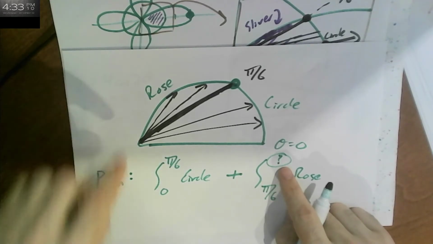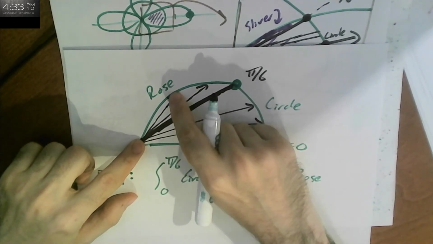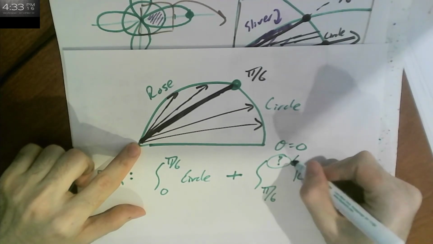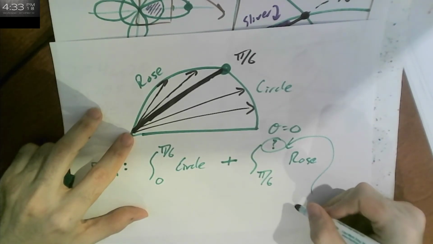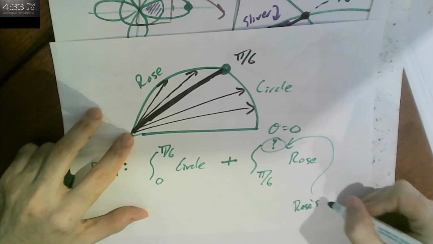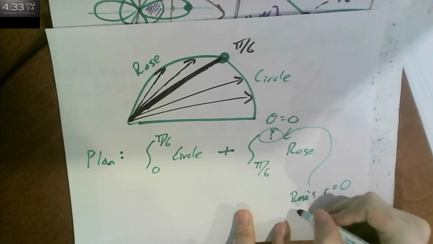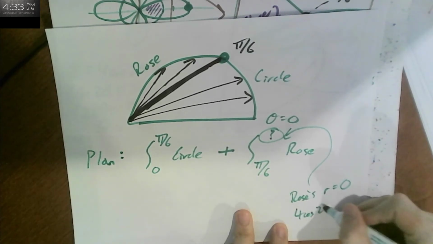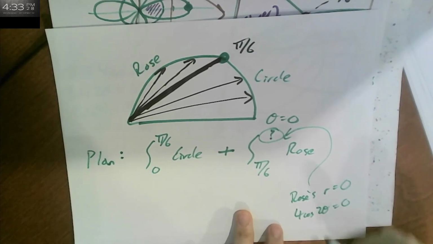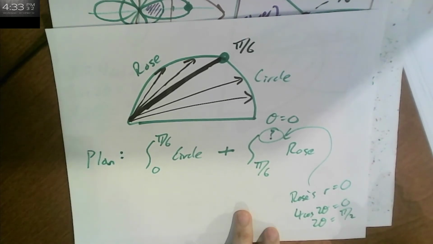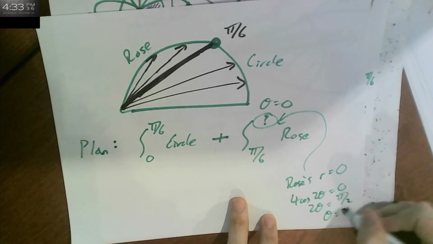When do we want to stop? Well, if we look at our radii, we stop when the radius just hits 0. So this is going to be the rose's r is 0. The rose's radius is 0. Which is 4 cosine of 2 theta is 0, which means that 2 theta should probably be pi over 2. That's where cosine gives you 0. So theta is pi over 4.